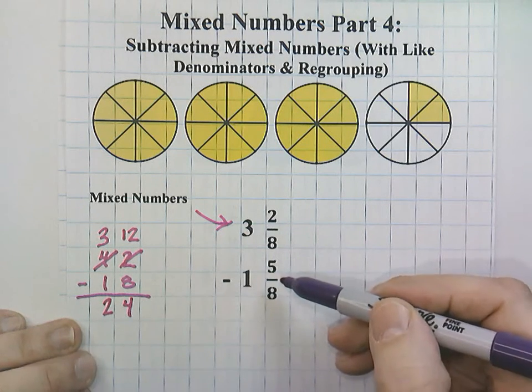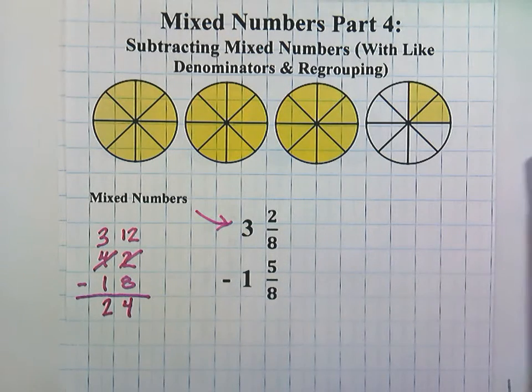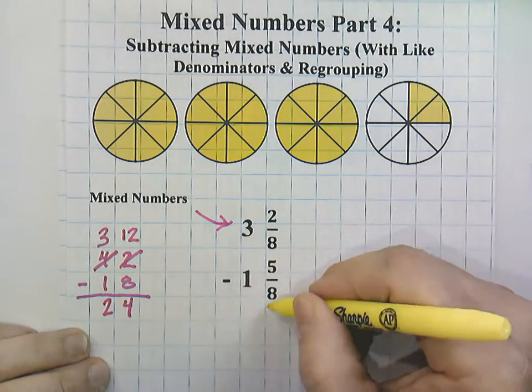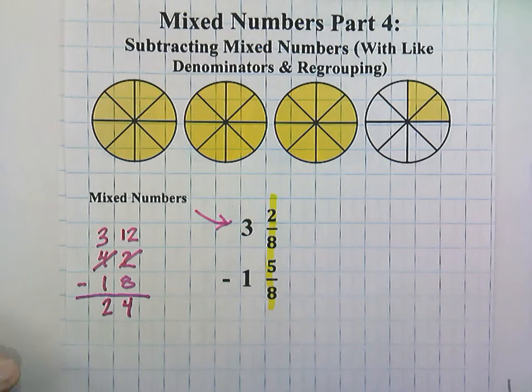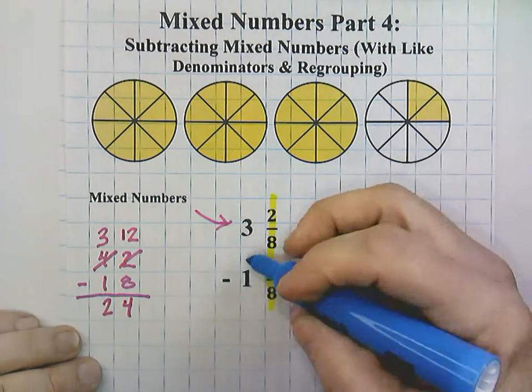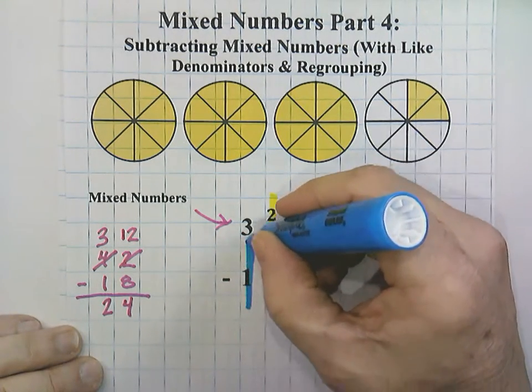It's a similar idea here. We have our fractions in this column, I'm just going to put in yellow, and then our whole numbers in this column here. And you want to look at it in that way.